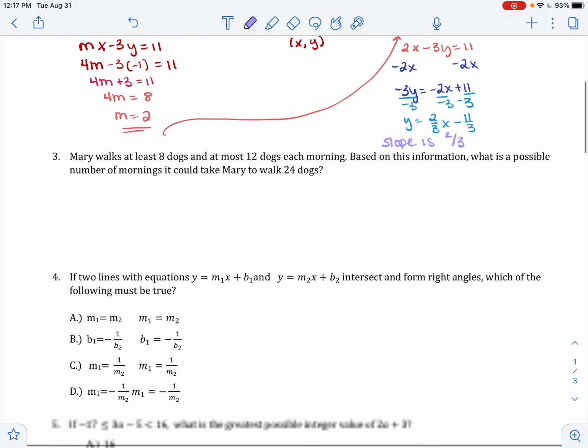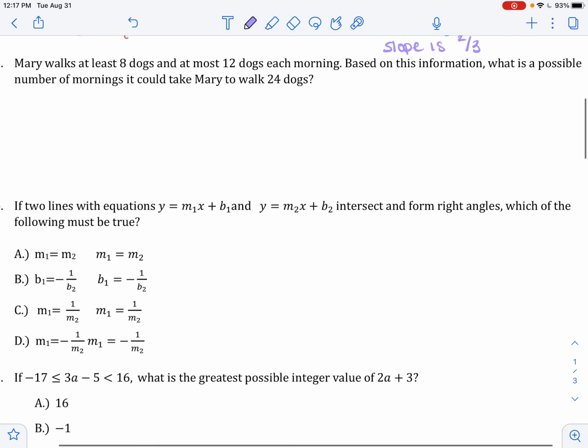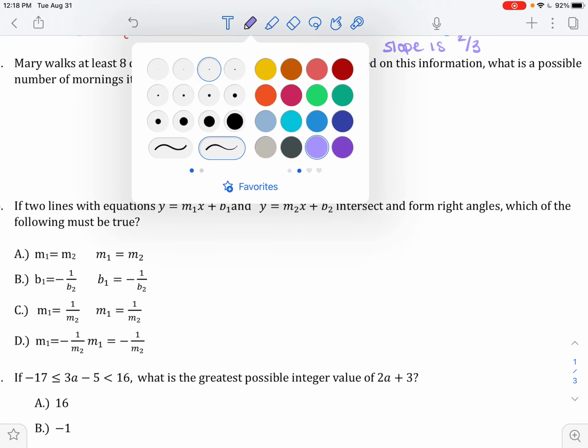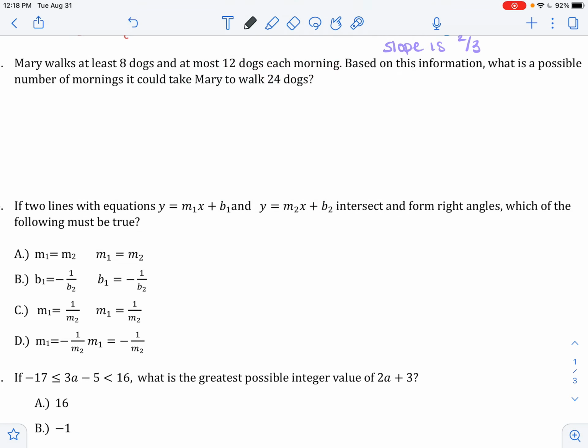Question 3 is talking about Mary and the dogs that Mary walks. So Mary walks at least 6 dogs and at most 12 dogs each morning. Sounds like a very busy morning if you ask me. Based on this information, we're trying to figure out the possible number of mornings it could take Mary to walk 24 dogs. So I think for this problem, it's easiest just to collect some notes. So on day 1, she's walking between 6 and 12 dogs.